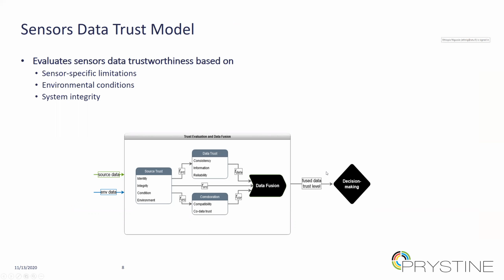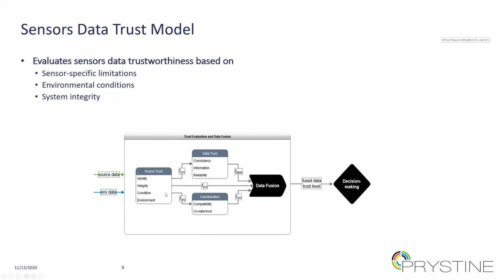The trust model is one of the key contributions of our work. The trust model evaluates the sensors and sensor data by considering sensor-specific limitations which are available in their datasheets, but also testing them in different conditions, and also taking into account the environmental conditions, weather, and system integrity if there are any security incidents.